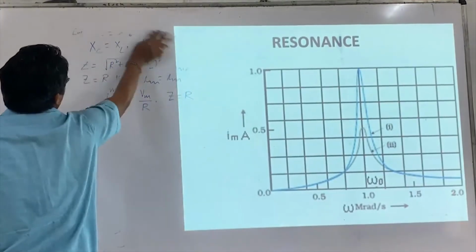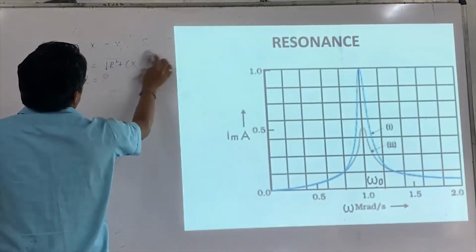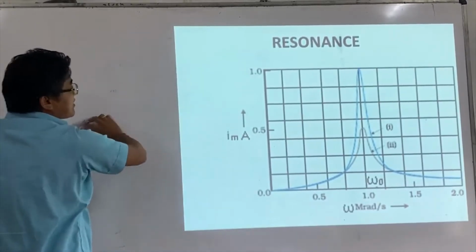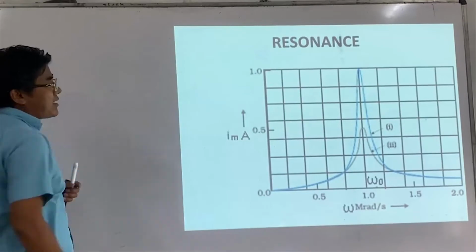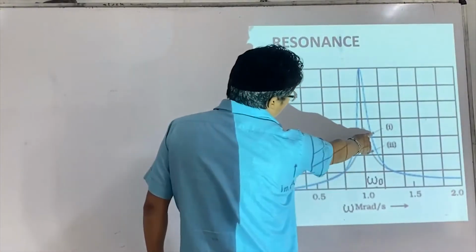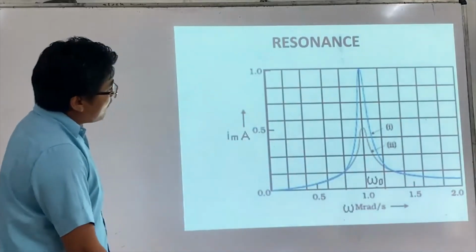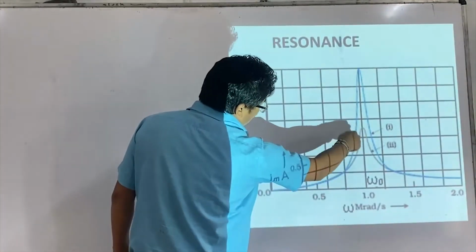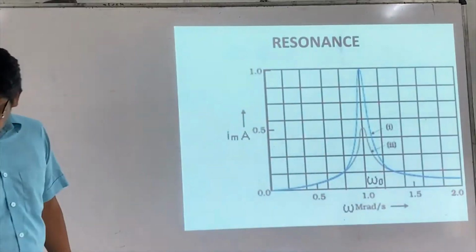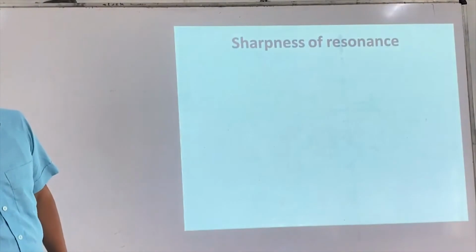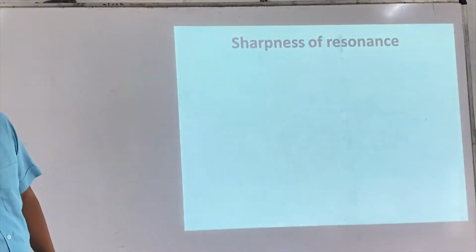So at resonance, for a different resistance we would be getting a different peak. This is R1. R1 is going to be less, therefore the peak is higher. R2 is going to be more, therefore the peak is going to be lower. So this is what we have. Now I would like to do today's topic, that is sharpness of resonance.